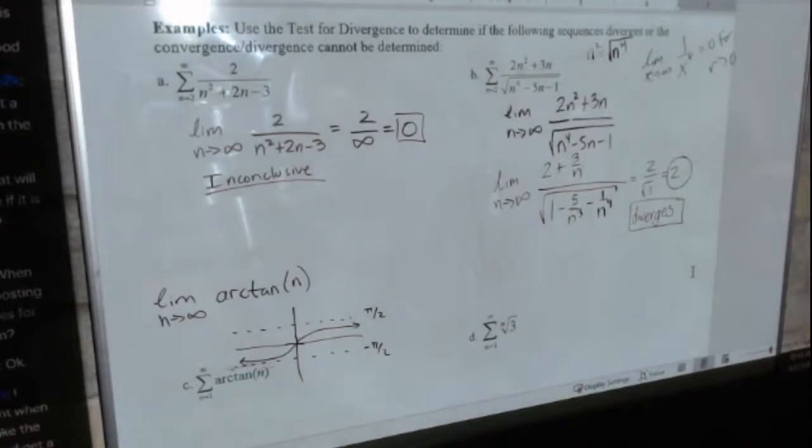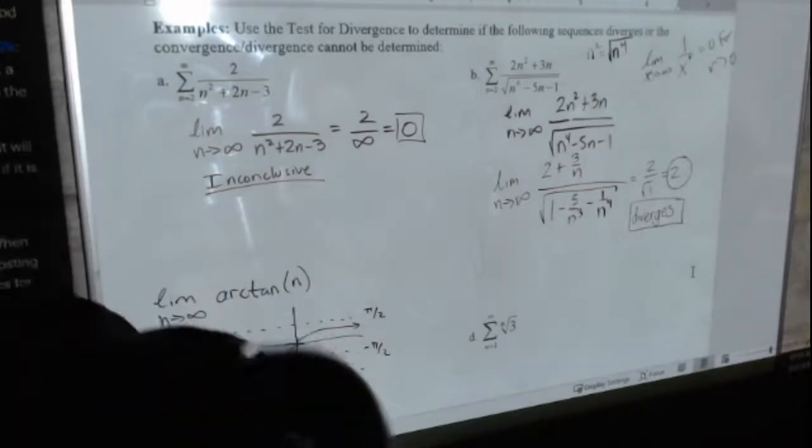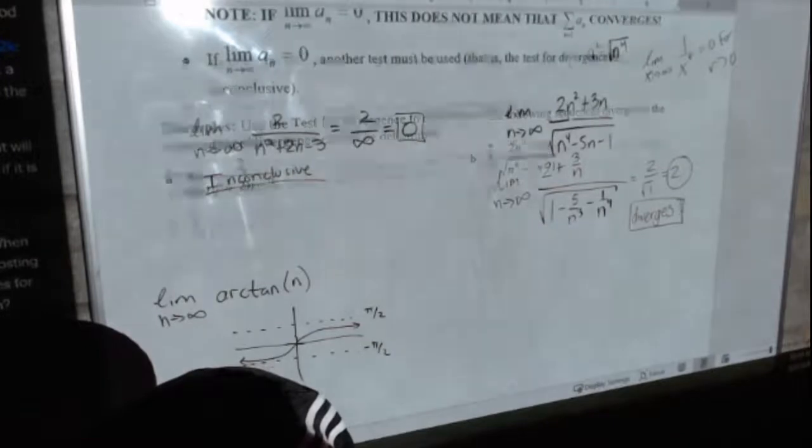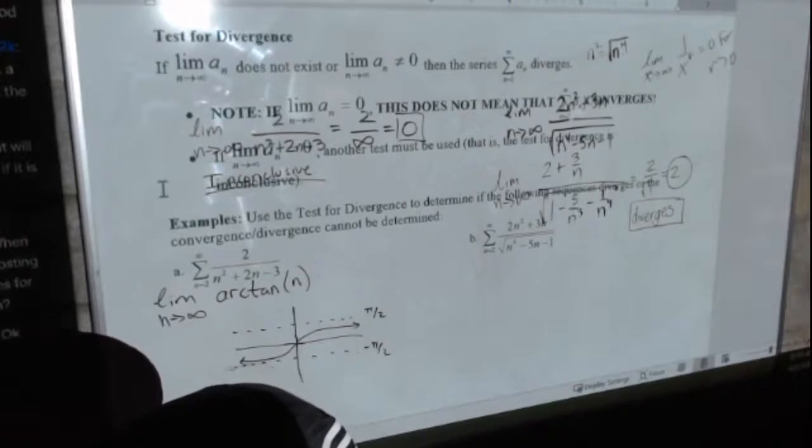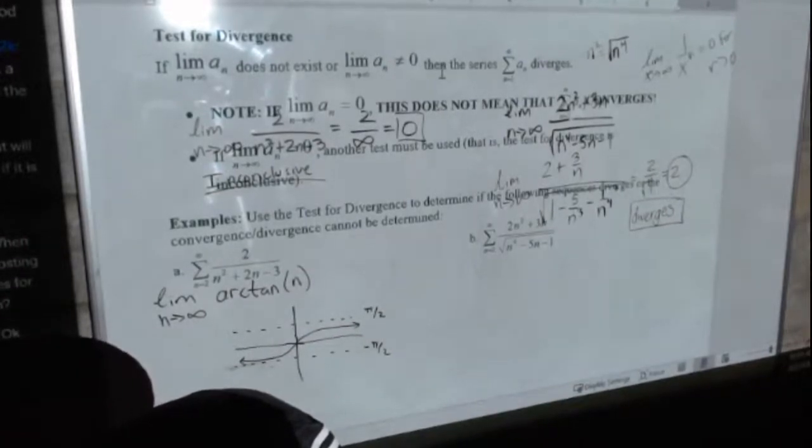So it says that when you take the limit and you get a number, it converges. Now that is for the sequence. This is the test for divergence for an infinite series, so it has its different set of rules. Let me just scroll back up real quick. It says up here, if the limit does not exist or is non-zero, the series diverges. If it is zero, we can't say anything. It's inconclusive.